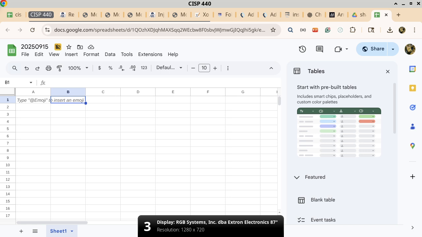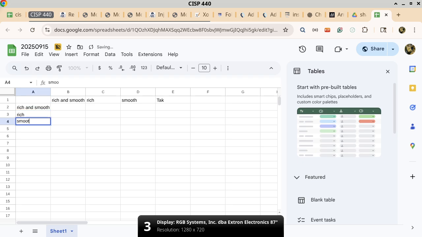Okay. So we have rich and smooth. Then we have just rich but not smooth. Then we have smooth but not rich. And then we have tack, which is neither, not rich and not smooth. And we'll do the same thing over here: rich and smooth, rich, smooth, and then we have tack. There we go.